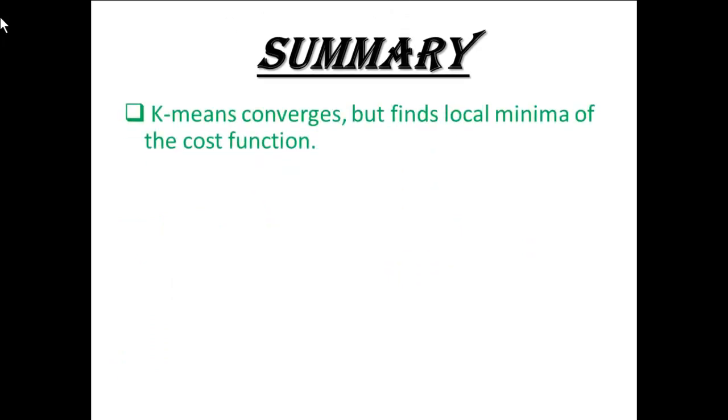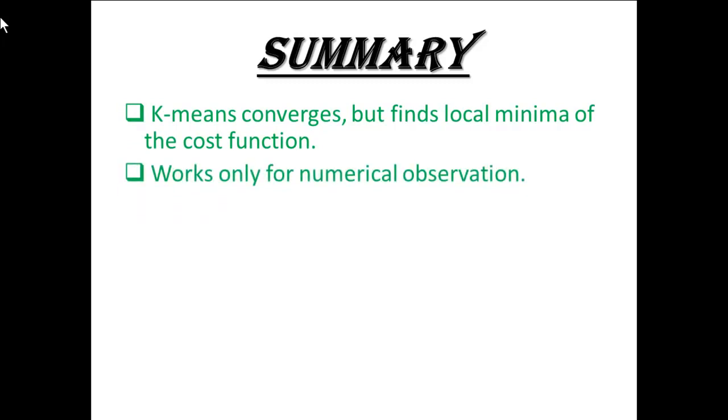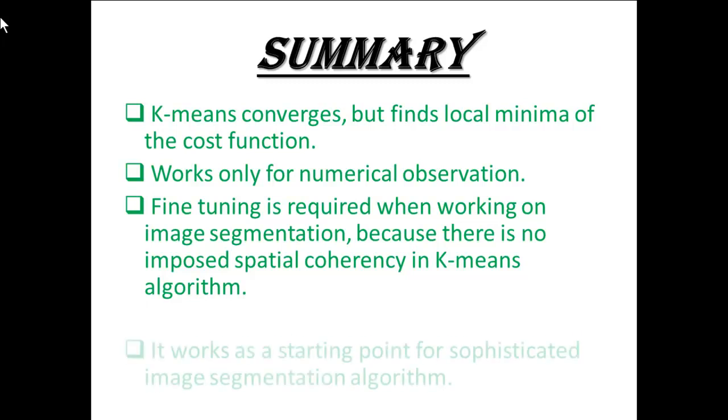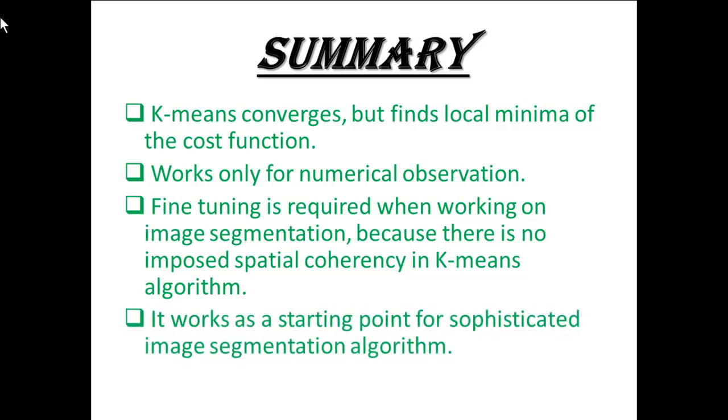Summary: K-means converges but finds a local minimum of the cost function. It works only for numerical observations. Fine tuning is required when working on image segmentation because there is no imposed spatial coherency in the K-means algorithm. It works as a starting point for sophisticated image segmentation algorithms.